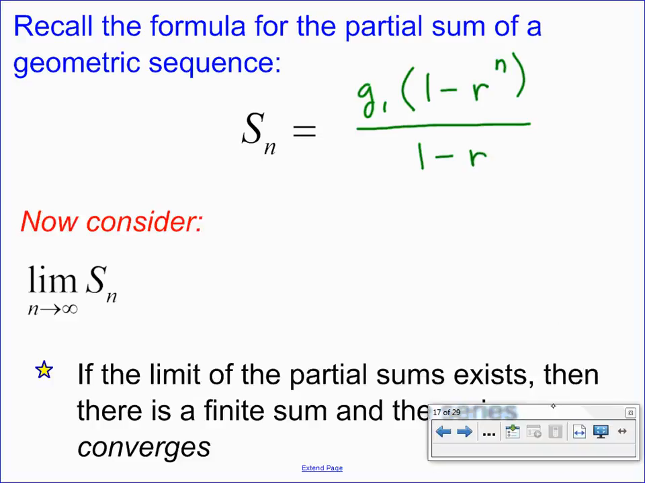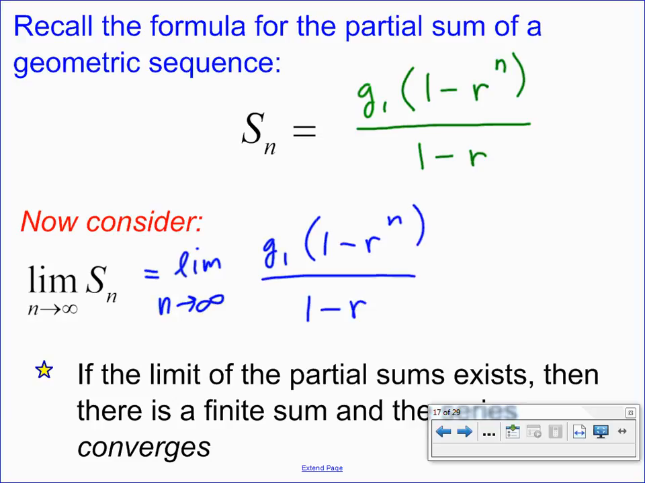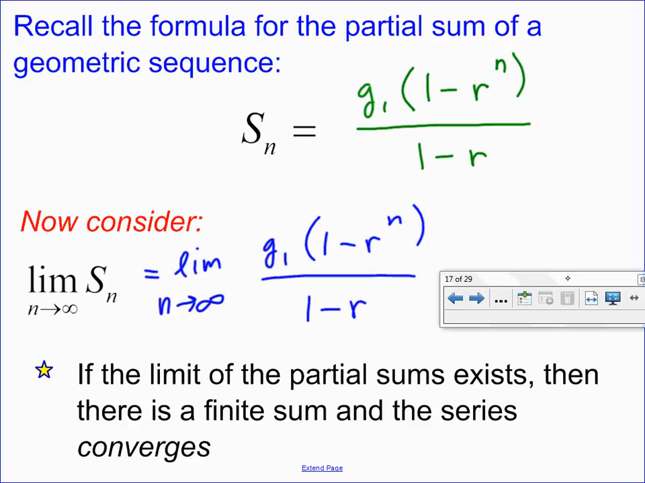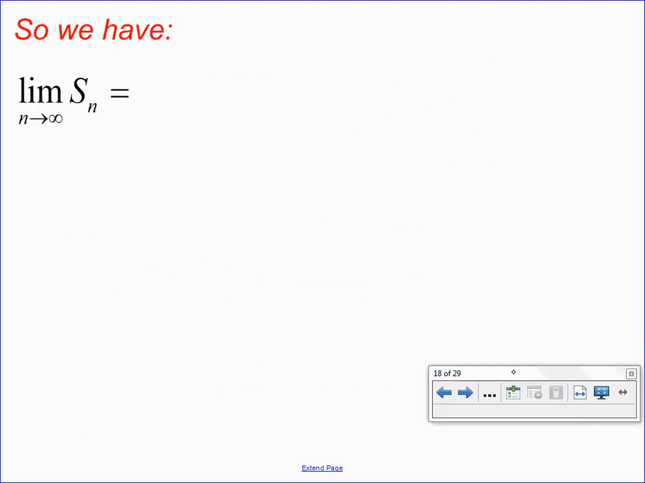Now consider the limit as n goes to infinity of S sub n. What's going to happen here as n goes to infinity of g sub 1 times (1 minus r to the n) all over 1 minus r? If the limit of this partial sum exists, then there is a finite sum. It equals a number like 1, and the series converges. So can we evaluate that? I hope so. So here we go.